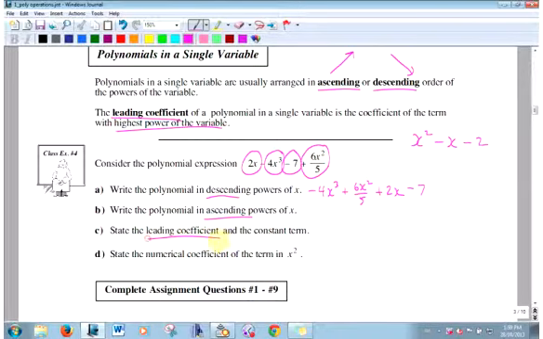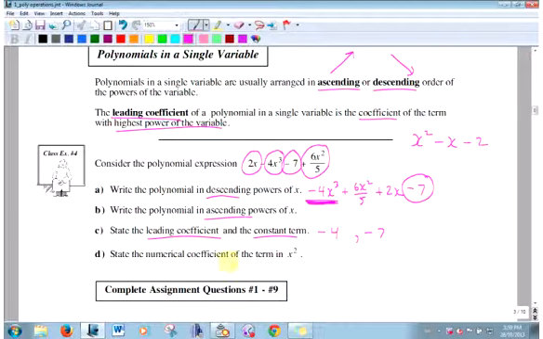Okay? What's the leading coefficient? It's the coefficient of the term with the highest power. Where's the highest power? Well, we wrote it in this order for a reason. What's the leading coefficient? -4. What's the constant? That's just the number. -7. Okay?